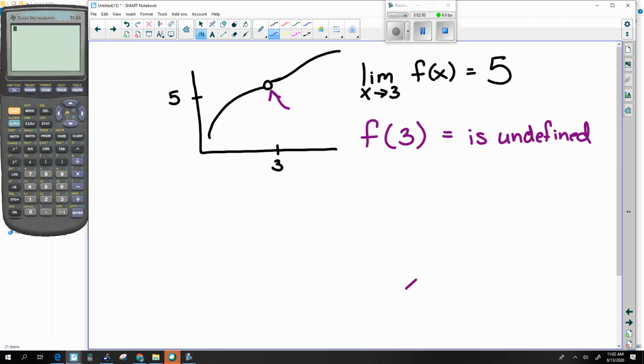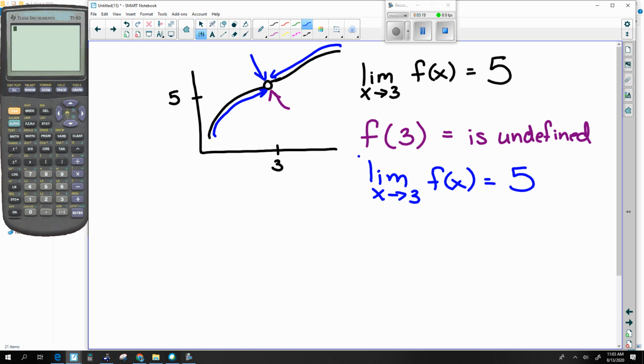However, what is the limit as x goes to 3? Again, the limit does not actually have to have a point. It's just asking, if I take a look at the line left and the line right, do they converge on a singular point? Yes, they do. So what are they predicting the point would be? They say it should be 5, and that limit is still true. So a point does not actually have to exist. That, graphically, is what a limit is.